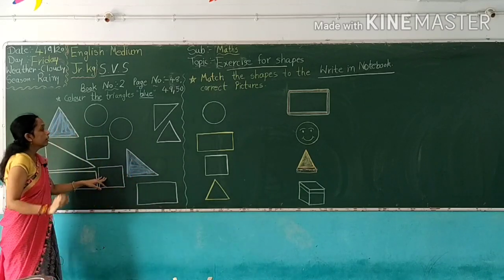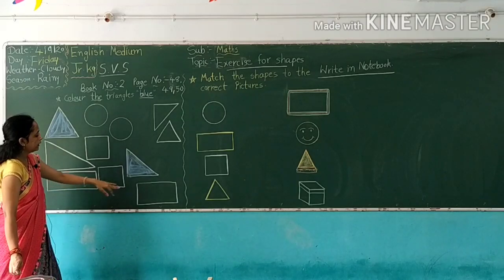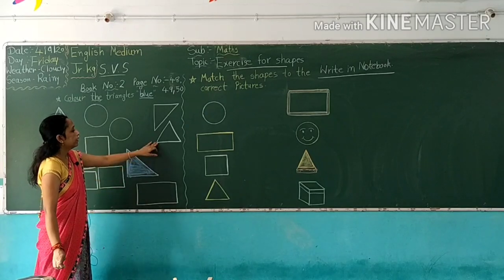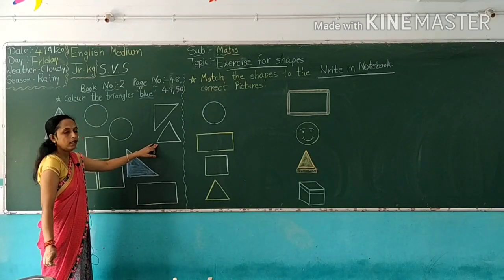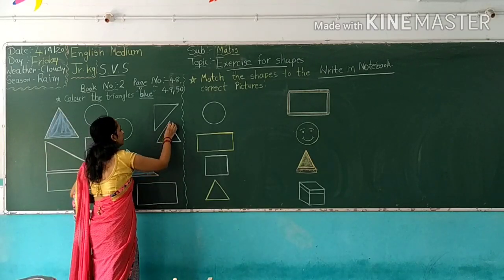And again, where is the triangle shape? Find. This? No. This? Yes. This is a triangle shape. So color the triangle shape blue. Okay.